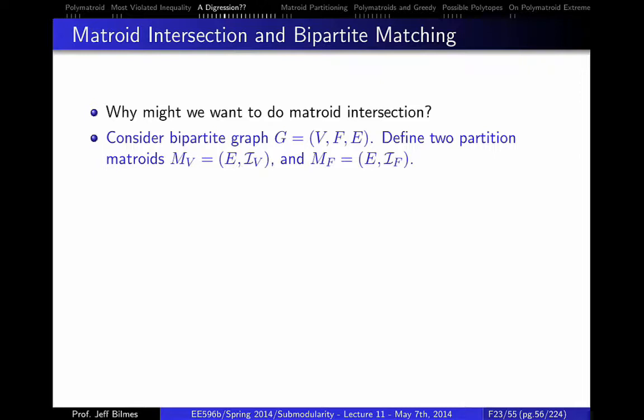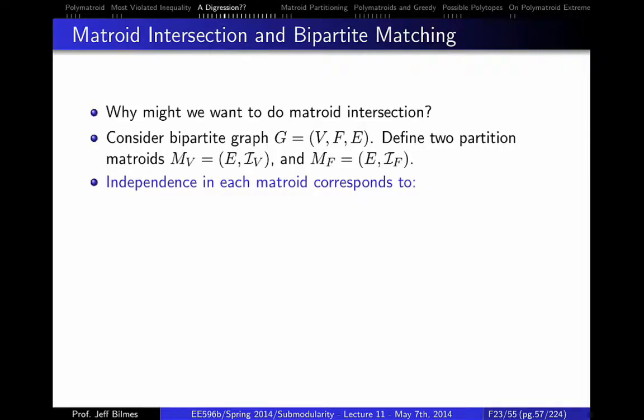So let's consider a bipartite graph, and you define two partition matroids, M_V and M_F, based on the edge set. It's the same ground set, which is the edge set of the bipartite graph. And you have two independent sets, one based on the left vertices and the other based on the right vertex set.